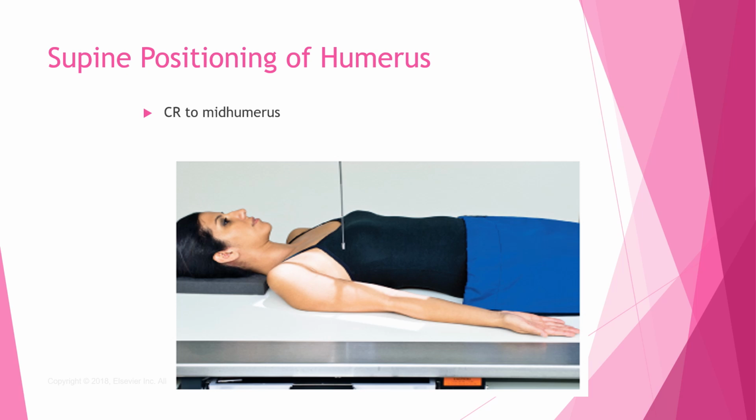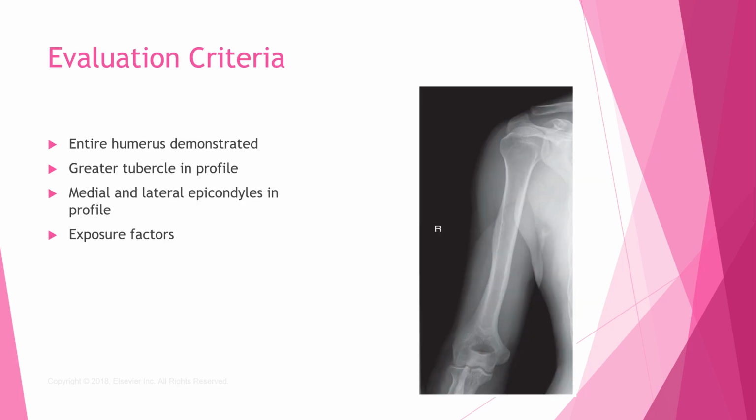This shows you the patient supine. If she was unable to stand, then this would be acceptable. You would just then be shooting to the table bucky. Again, CR would be mid-humerus, which is midway between the elbow and the shoulder. Hand is supinated, which places the epicondyles parallel to the IR. So the epicondyles here would be parallel to the image receptor here. If done correctly, then the image would look similar to this.